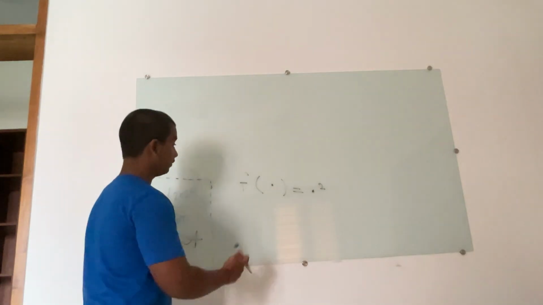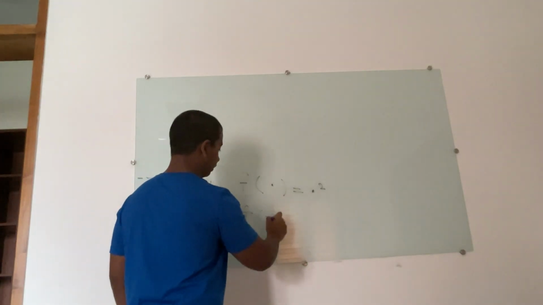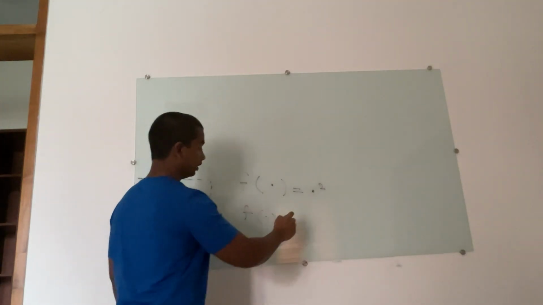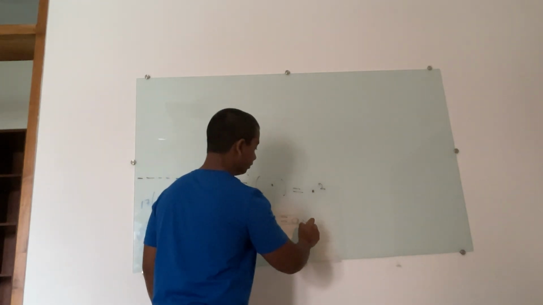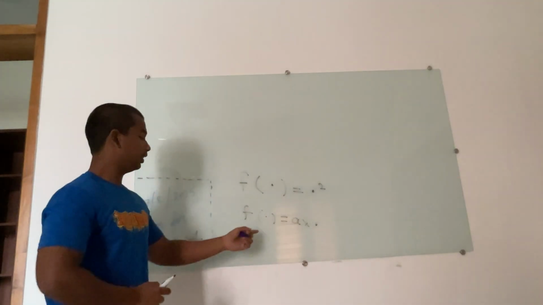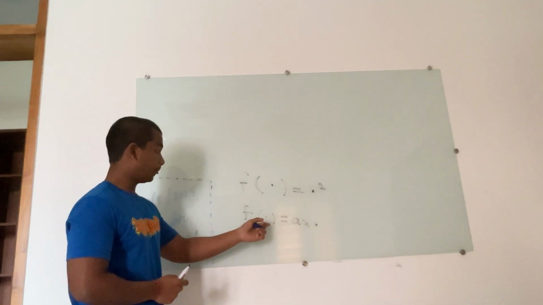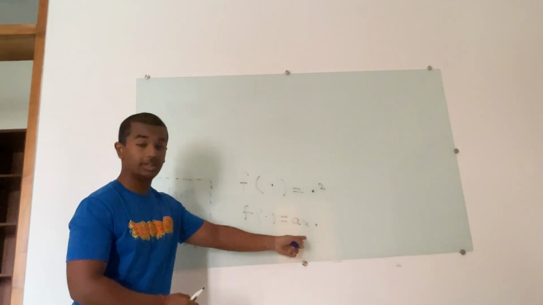You could also have another function that gives me some real number a multiplied by the input. So f of 1 would be just a, f of 2 would be 2a, and so on and so forth.